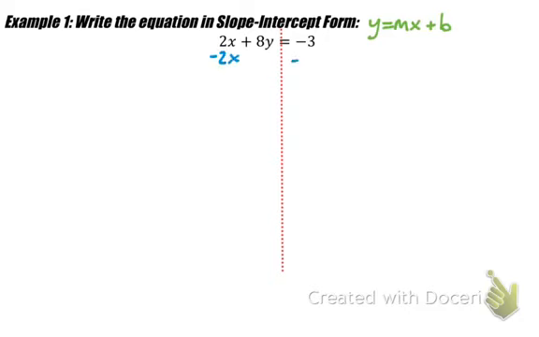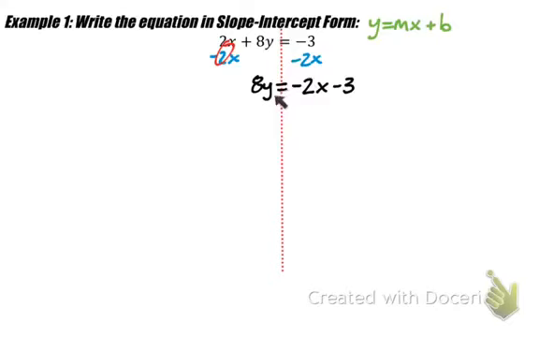So first I'm going to subtract 2x from both sides. Since my 8y is on the left, I'm just going to keep that there. So that'll zero out my 2x, and I'm left with 8y equals negative 2x minus 3. Now I'm almost there. I have my y on one side all by itself, and then I have my x and a constant on the right side of the equal sign.